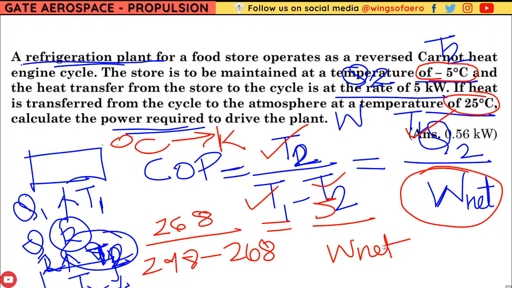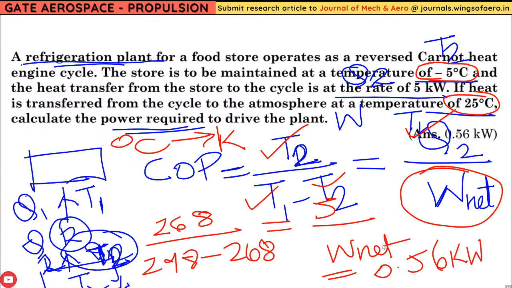Ma'am, it's coming 2.367. 0.559 kilo. 0.56. You're not getting 0.56. Yeah, ma'am, 5.03 into 10 power minus 4. It's like that 0.53. Ma'am, I'm getting, ma'am. Are you getting 0.56 kilowatt? Yes, ma'am. That's great. All right.